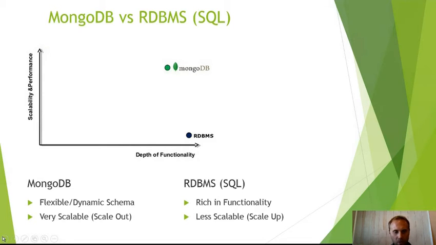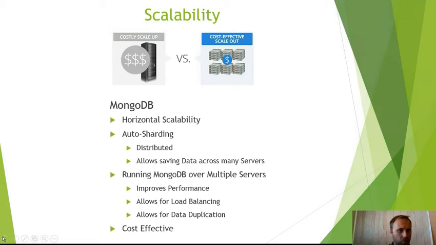So let's talk about that scalability a little bit more. When you scale up, it's costly. It's a lot more costly than to scale out. Scaling up involves beefing up your server and turning it into a supercomputer to continually add resources to it to meet your application's demands with your database system. With MongoDB, you can scale out and just keep adding more standard servers, and that tends to be a lot more cost effective.